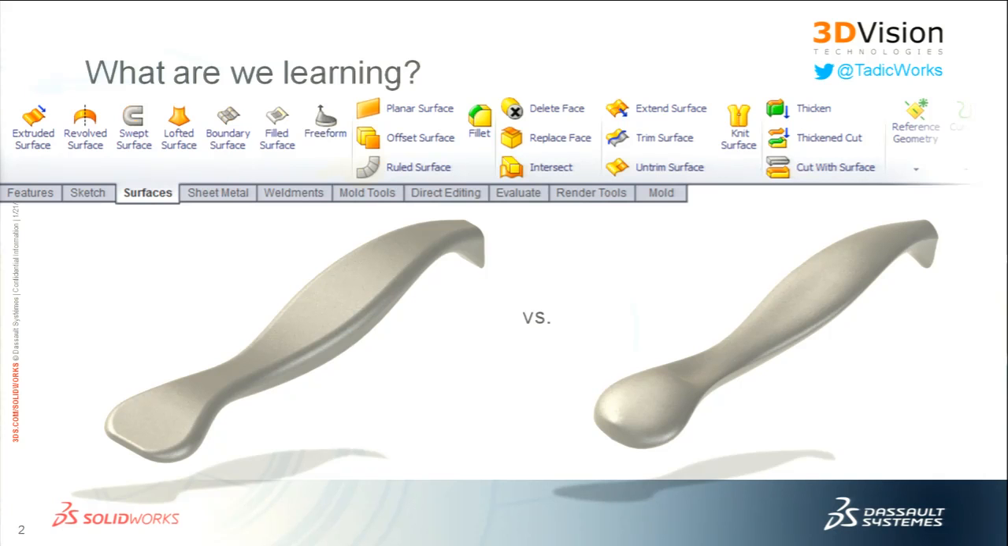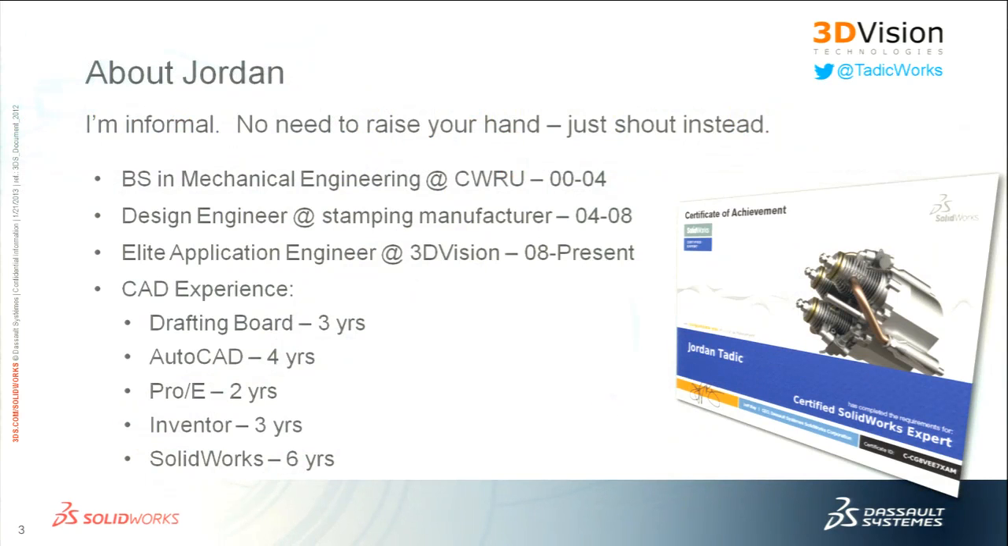So like I mentioned, most of the time people think surfacing is only for making organic shapes like you see on the right-hand side. Obviously on the left-hand side, we're making that model with a series of extrusions, fillet features, cuts, and regular solid modeling tools. But we can obtain a much more organic shape with surfacing, but that's not the only reason to use surfacing.